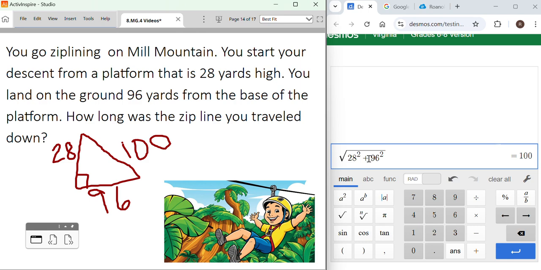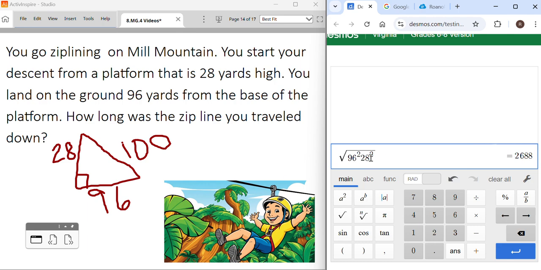But what if I made a mistake and I accidentally subtracted these two numbers? So let me do 96 squared minus 28 squared. Let's just see what happens. Then I get 91. Would that make sense? Or it would round to 92. But would 92 make sense for a hypotenuse? Absolutely not, because it's smaller than the 96.